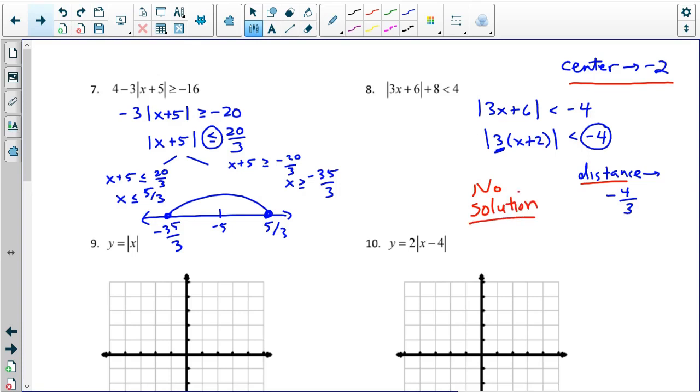The reason this has no solution, my distance can never be negative. That doesn't make any sense. I cannot have a negative distance. So, since when I solve and get the absolute value isolated, I have it being less than a negative number, this doesn't make any sense. So, there's no solution.